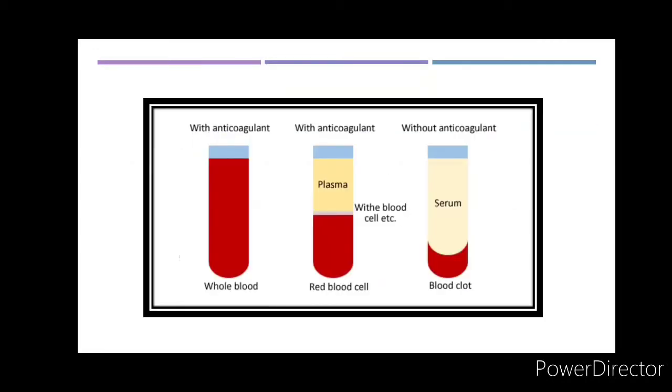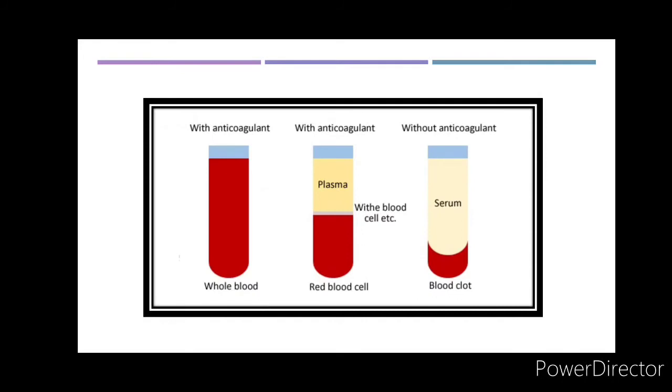So this figure is very simple. The first test tube shows the whole blood. Now when this whole blood is centrifuged with anticoagulant, it will depict the second test tube, that firstly the RBCs will settle at the bottom, then there is a white line which mainly consists of the white blood cells and the platelets, and the above portion is called the plasma.